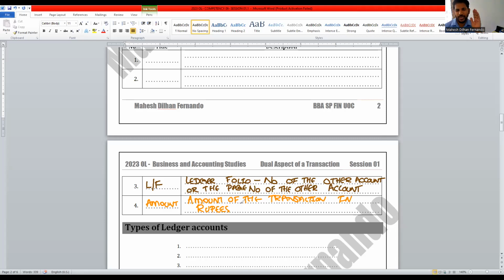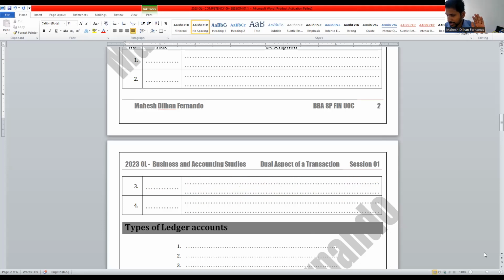Once again, check if you can remember what I've taught you. What are the columns of a ledger account? Date, description, LF, and amount. And do you know what we mean by these columns? Study this very carefully. If I missed something, you can watch the recorded session. I'm taking you to the presentation again.